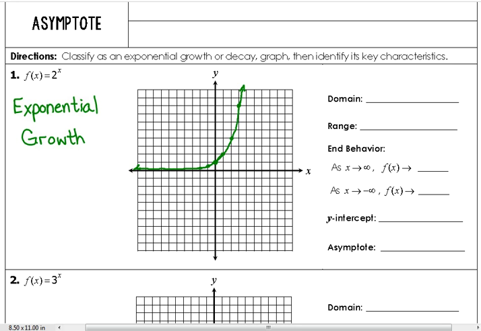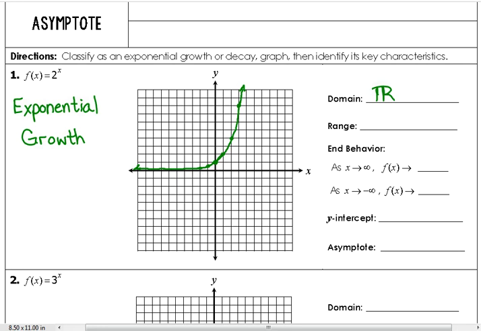The domain of an exponential function is always all real numbers. It's always all real numbers because we can raise any number to any power and we get an answer. You can raise it to negative powers, positive powers, the 0 power, a fraction, a decimal. It doesn't matter, you're always going to get an answer. So the domain is all real numbers.